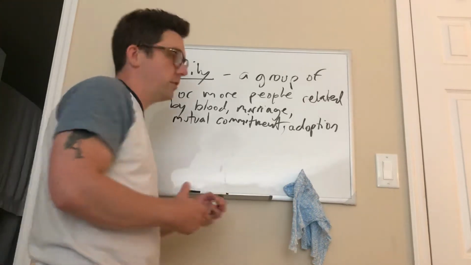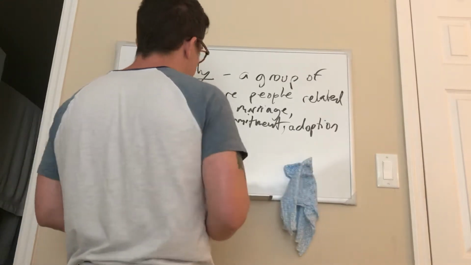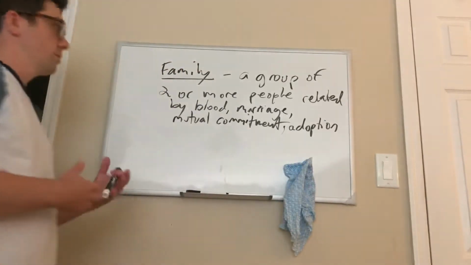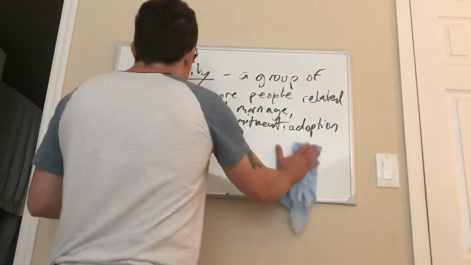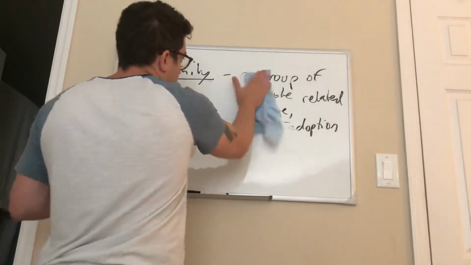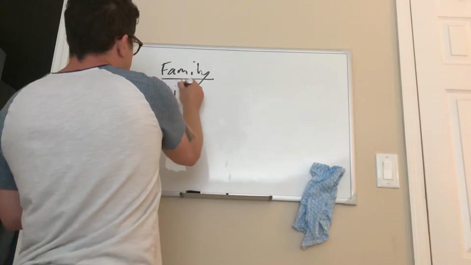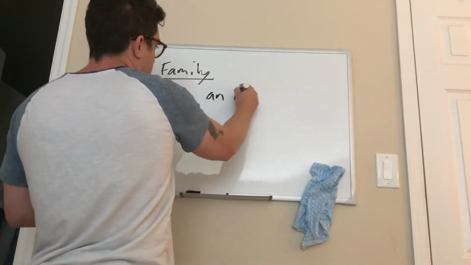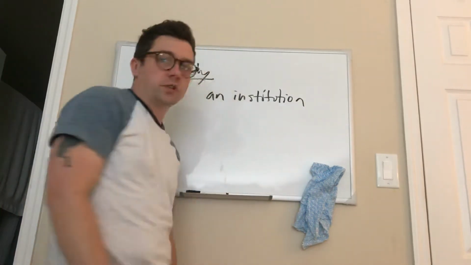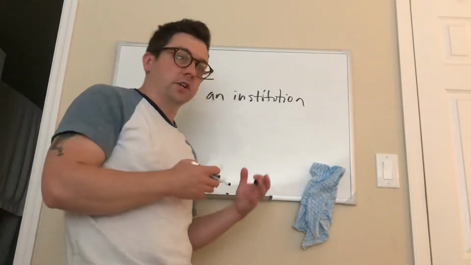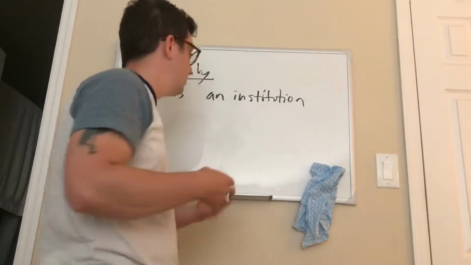We can mean a lot of different things by family, by the people we're living with, even friends and things like that. So a group of two or more people related by blood, marriage, adoption, or some kind of mutual commitment. More importantly, though, family is an institution, right? And we'll talk more about that when we get to functionalism, but we've talked before about family being an institution. It's really critical for socialization and emotional support.